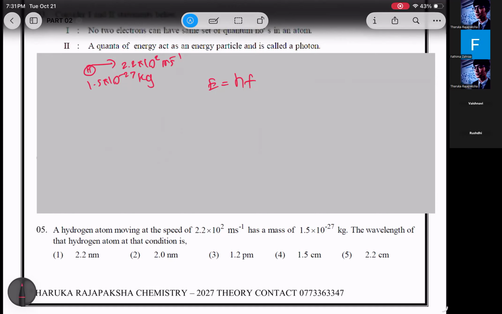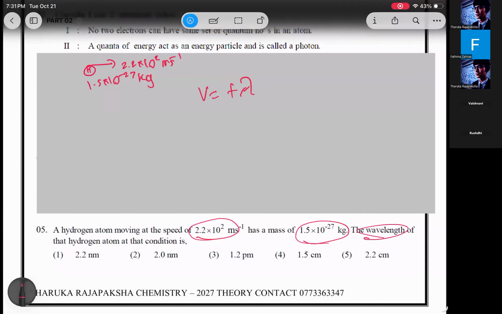They have given the speed and they have given the mass. Then we don't need to apply any of this. Let's apply v equals f lambda. So they have given the mass and the velocity only. They are asking the wavelength. They are not asking the de Broglie wavelength. They are just asking the wavelength, right?